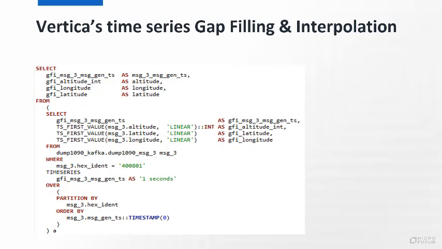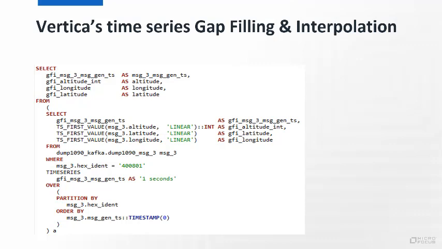Using Vertica's time series clause, we can define a time slice here set to 1 second to calculate a generated column based on the sorted timestamp column partitioned by each aircraft's hex ident, although in this instance for just the one plane as defined in the where clause.